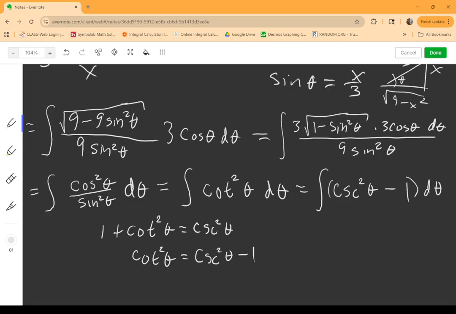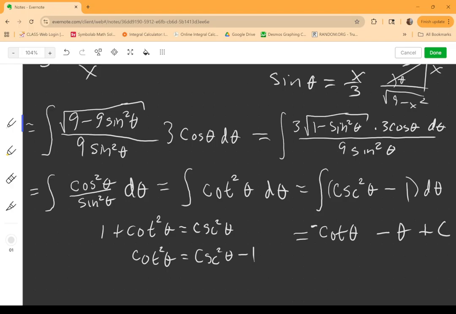Because I do know the integral of the cosecant squared. That is a straightforward integral. It is the cotangent, excuse me. So this equals cotangent theta minus theta plus c. And excuse me, I'm missing a negative there, because the derivative of the cotangent is a negative cosecant squared theta. But I'm not quite done yet.